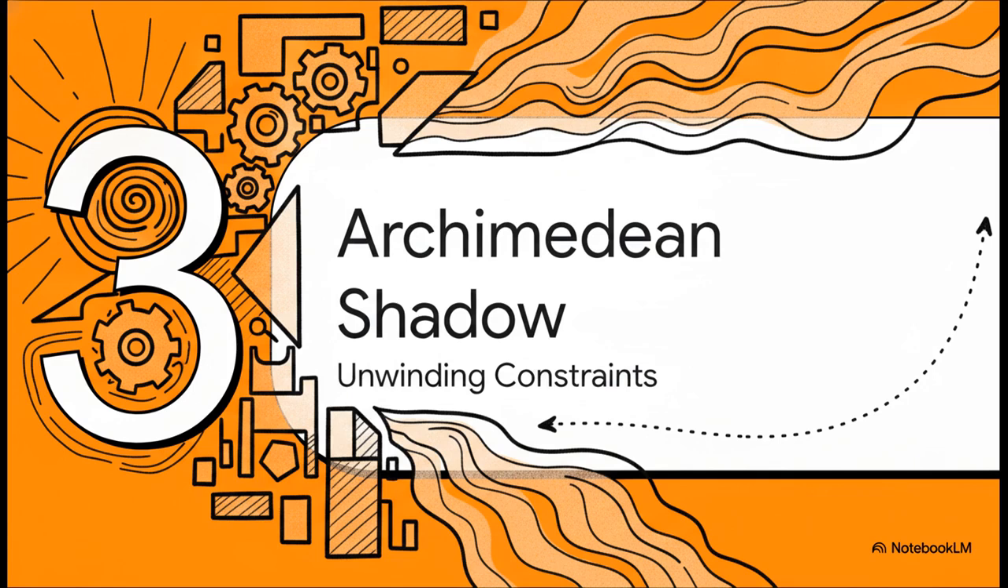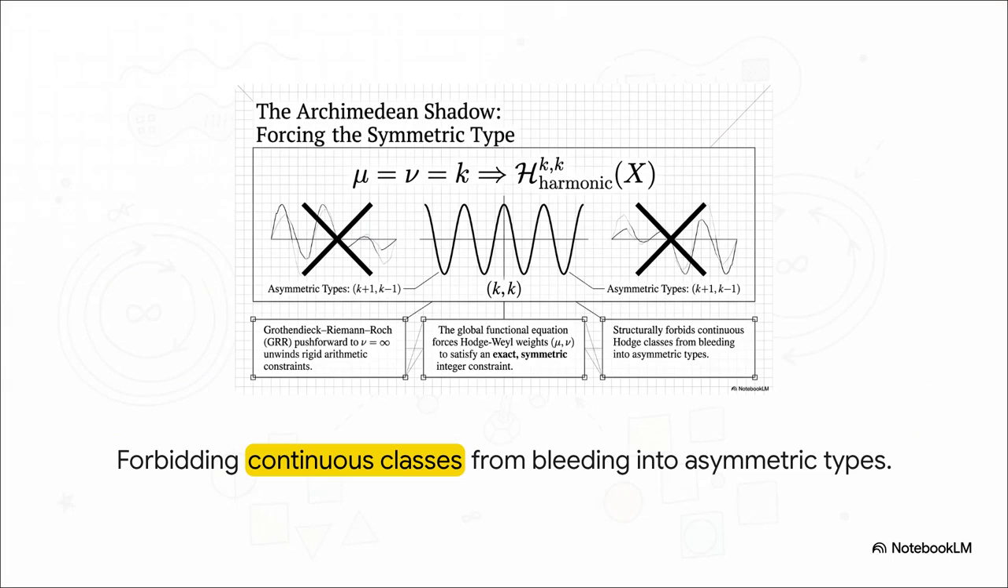All right, stage 3, forcing the Archimedean shadow. Let's push this forward to the infinite prime. Notice how those asymmetric sine waves are structurally crossed out. That perfectly decodes the math, showing the global functional equation at work, where mu equals nu equals k. This explicitly proves that the global Adelic data stream can only radiate into the smooth k component. It physically, structurally forbids our continuous class from bleeding into asymmetric types, like k plus 1 or k minus 1.